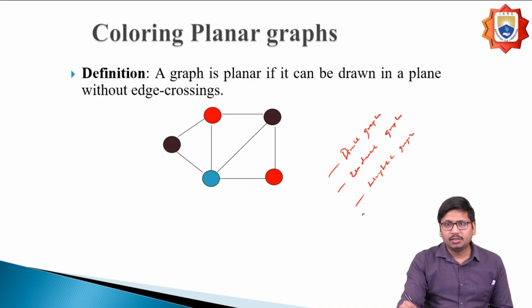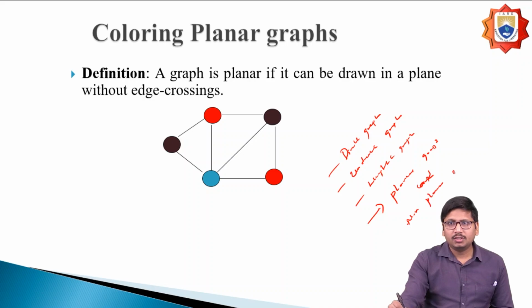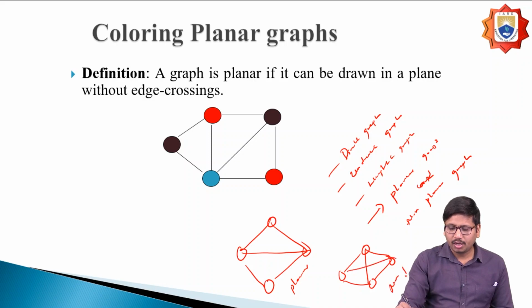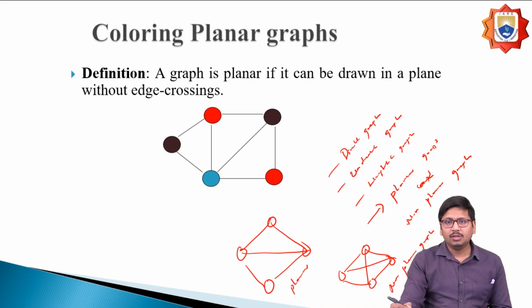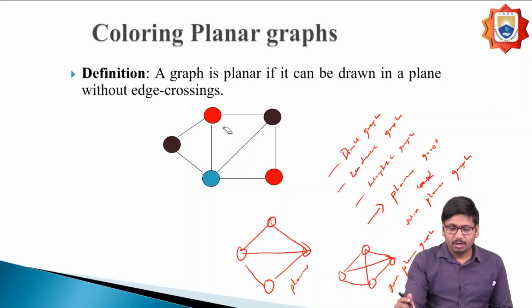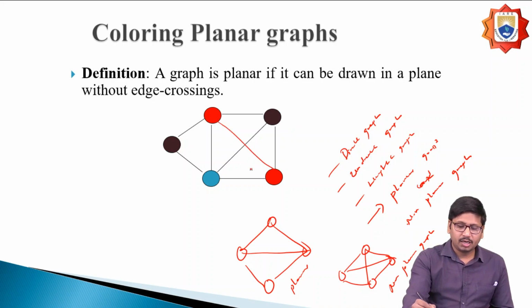Besides these, the other kinds of graph I'm going to discuss are planar graphs and non-planar graphs. What is a planar graph or non-planar graph? Whenever the graph is drawn in a plane in such a way that the edges do not coincide or cross with each other, it is a planar graph. Whenever the edges cross each other, I can say it is a non-planar graph. That is the only indication.